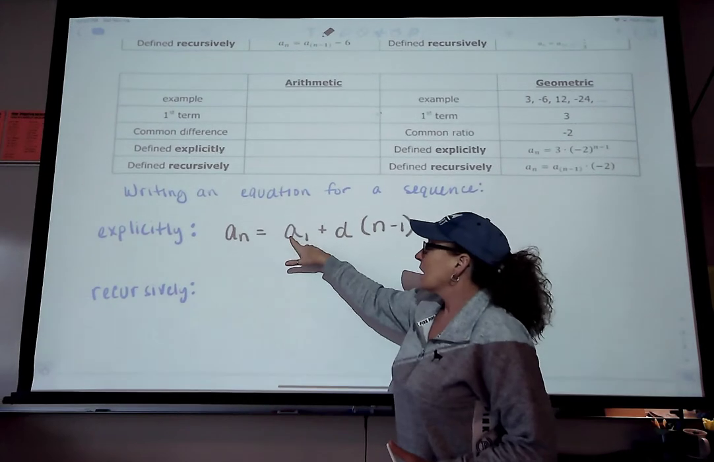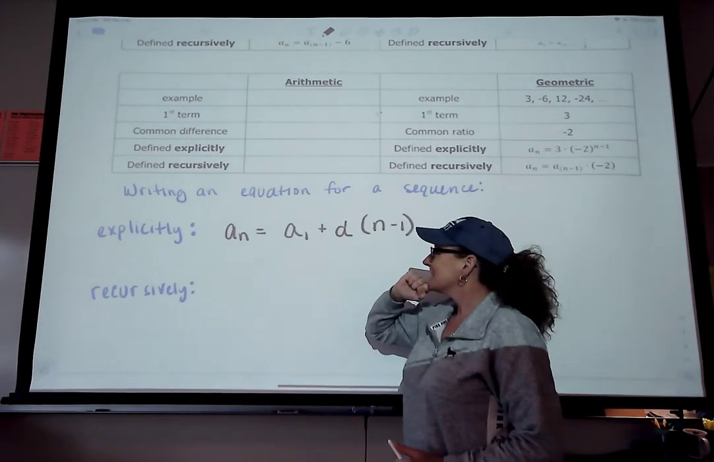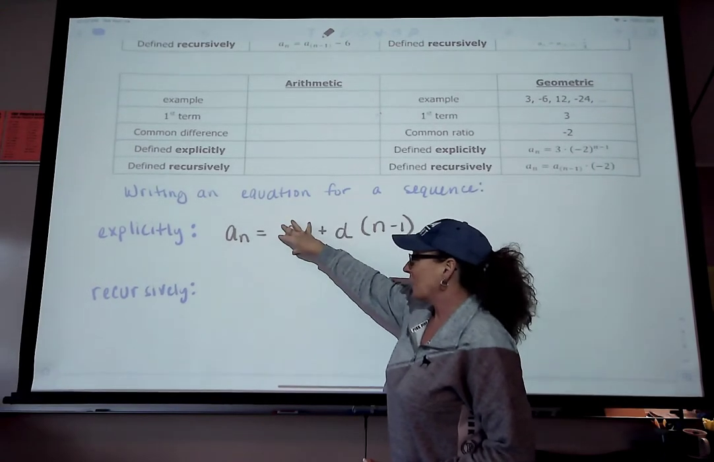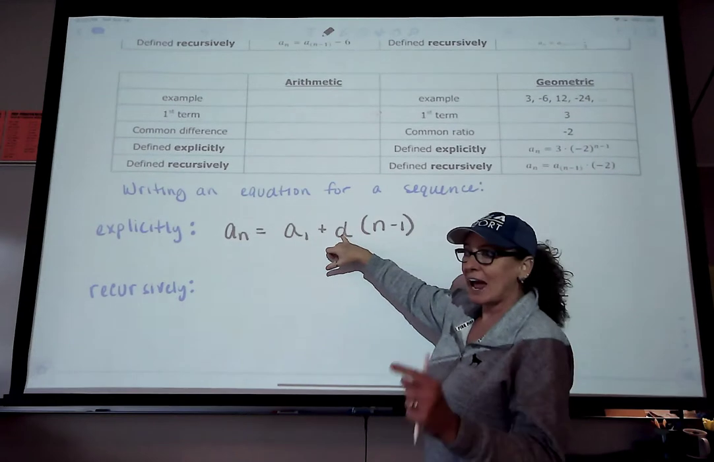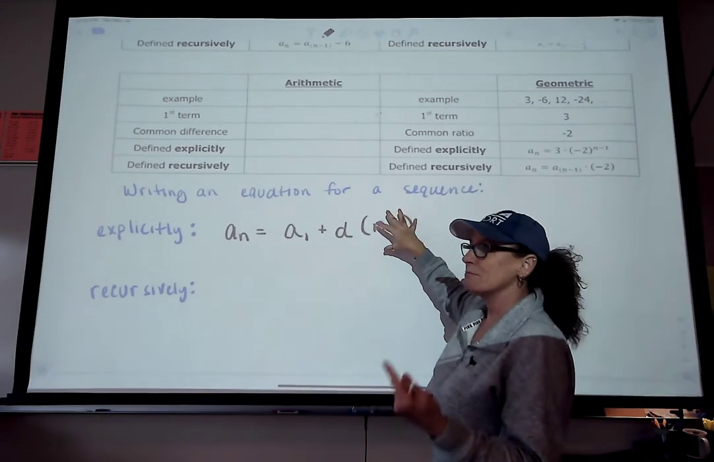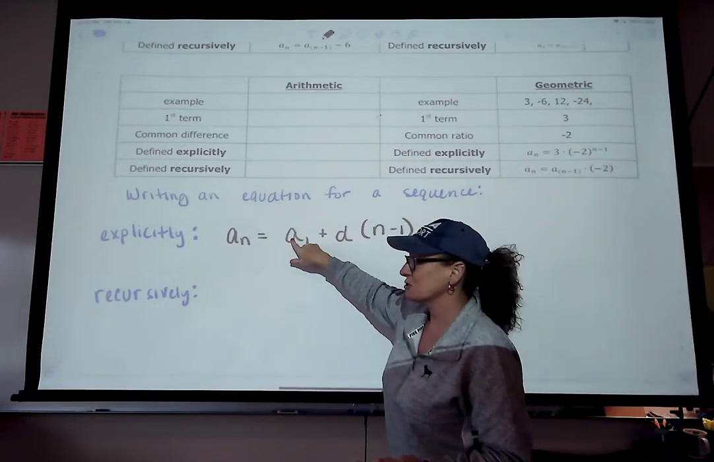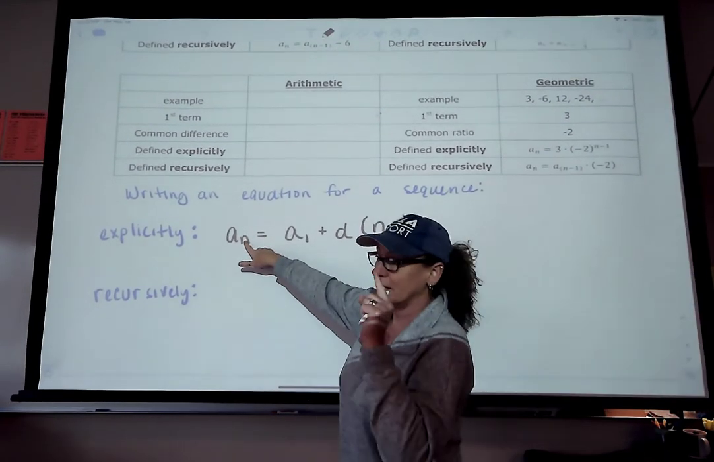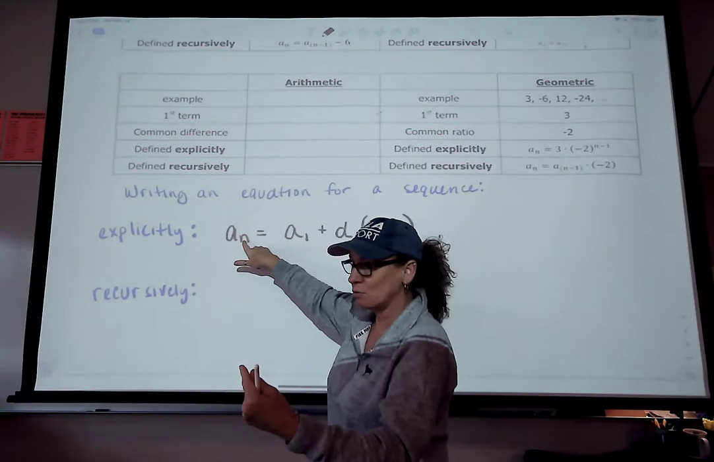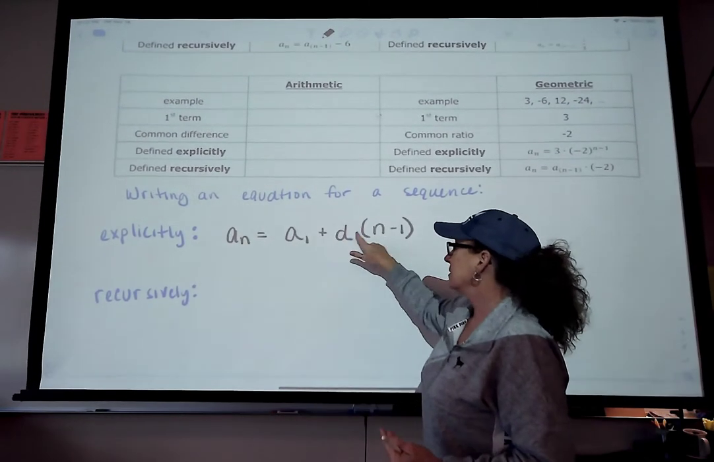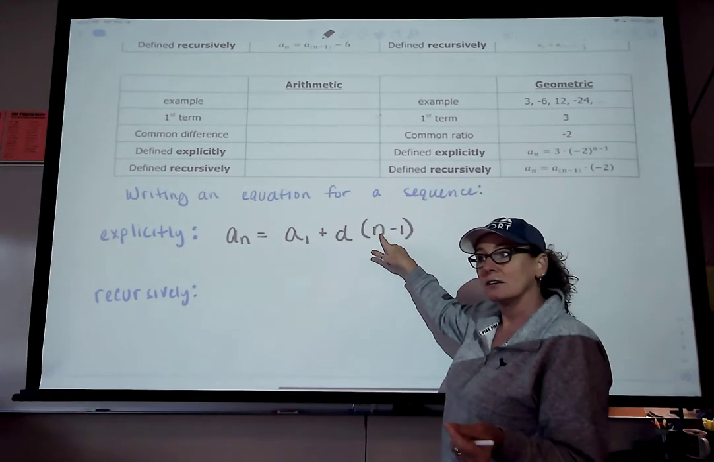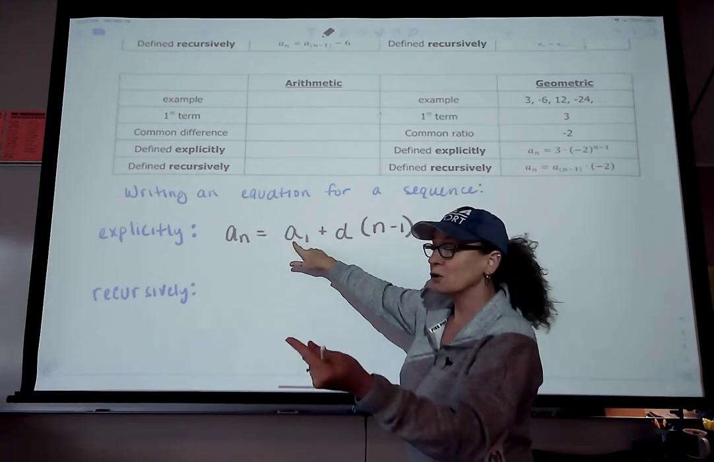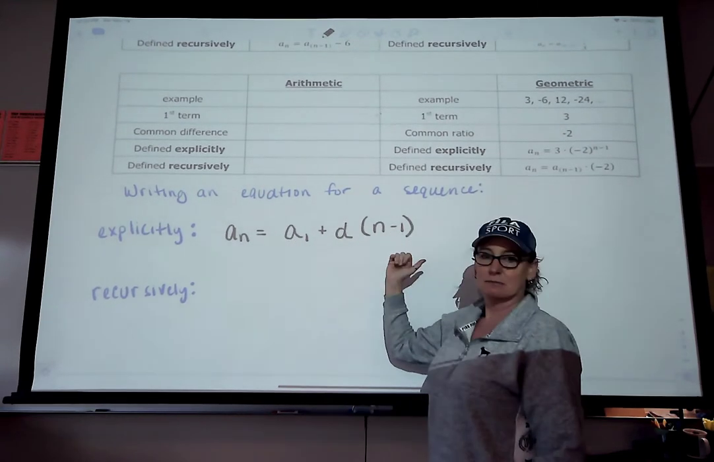Now, what this is going to do is it's going to take into account your first term, and it's going to add your common difference however many times you want it to add it to your first term to get your 100th term. So if you wanted the 100th term, you would plug in 100 here, A sub 100. You need your first term, you need your common difference. You would sub in 100 here. What that means is you would be adding your common difference to your first term 99 times.